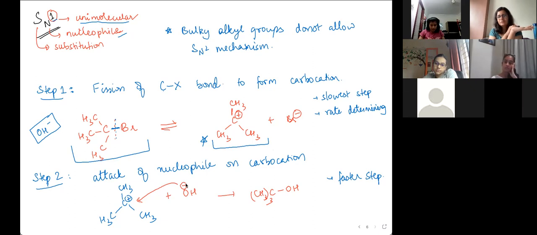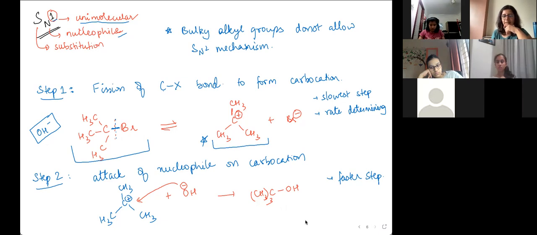Imagine they're just atoms, molecules in the beaker. OH minus can't attack from this side because you have the three CH3 groups on this plane. So if OH minus has to form a bond, it can come either from above or from below. Right? So considering that, do you think there will be inversion in this mechanism, like there was in SN2?